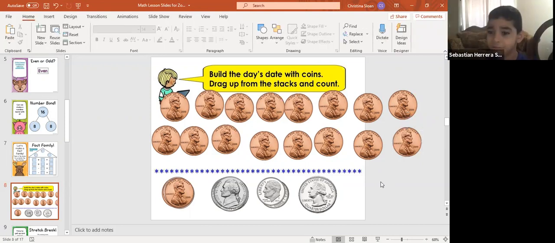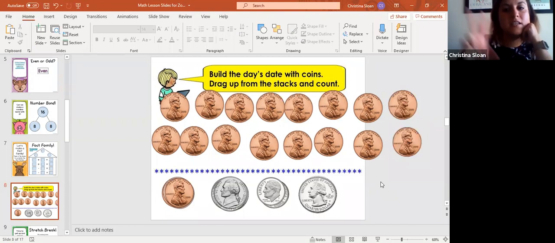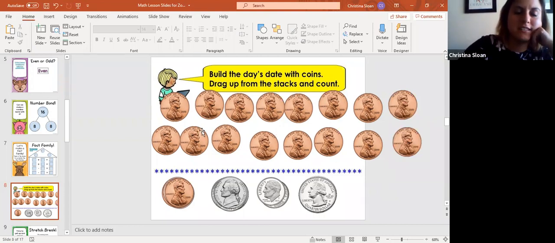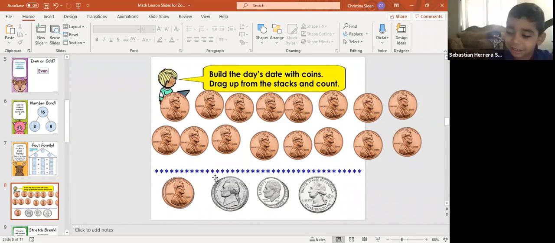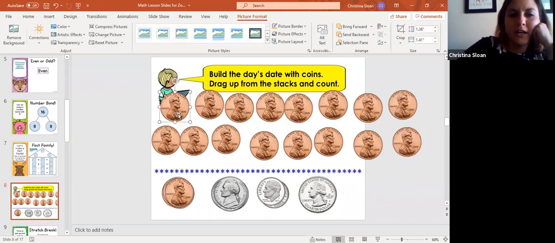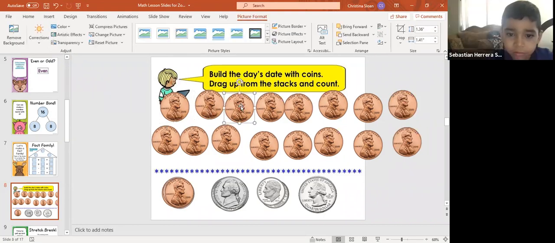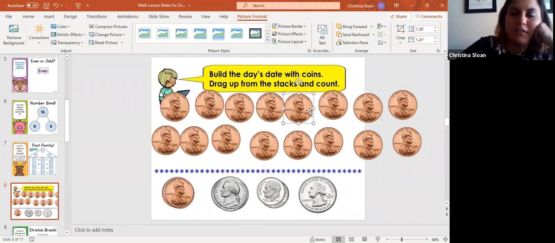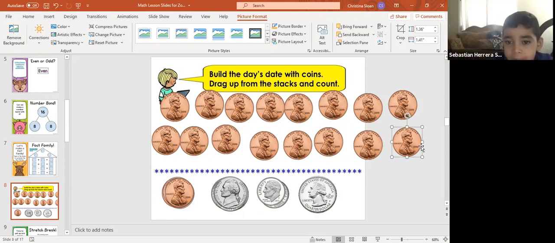So, Sebastian, how many pennies did we need to make 16 cents? 2? We added 2 more. We had 14 and we added 2. So now we have 16 pennies. So how many pennies do we need? 14. Well, let's count how many, okay? So let's count it together. 1, 2, 3, 4, 5, 6, 7, 8, 9, 10, 11, 12, 13, 14, 15, 16.